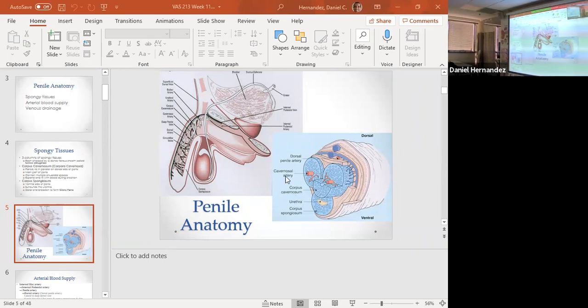So this is just a cross-sectional slice. You have your 2 corpus cavernosums, the 2 areas of the spongy tissue, and these contain the arterial blood supply. And then within the corpus spongiosum, we have the urethra, and this also contains some of the venous drainage as well.